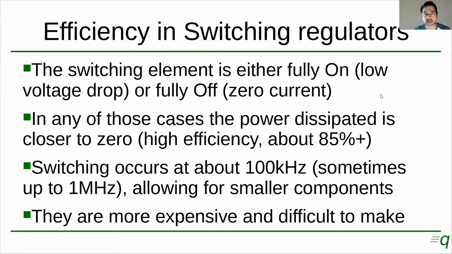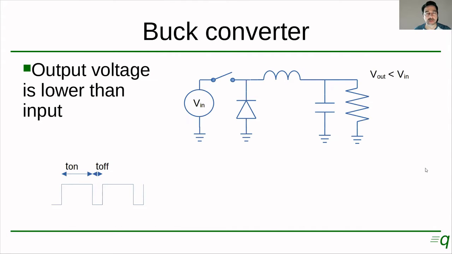On the downside, switching regulators are more expensive than linear regulators, and they are more difficult to make. So let's start having a look at actual configurations of these converters. This is the buck converter. It's this configuration here, and the output voltage, which is the voltage that we will be measuring here, is lower than the input voltage, which is the voltage here. And this is the same circuit we saw on the previous slide, okay? We have the switch that remains closed for T on time, and then it opens for T off time, and then it repeats.